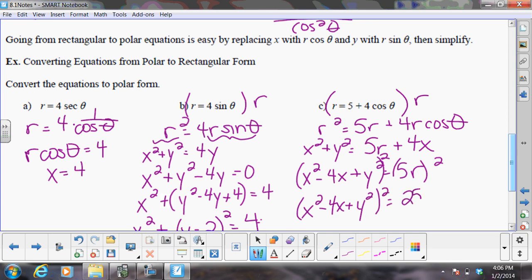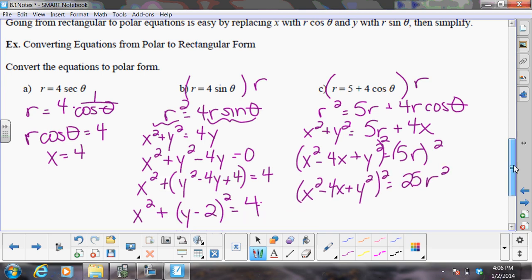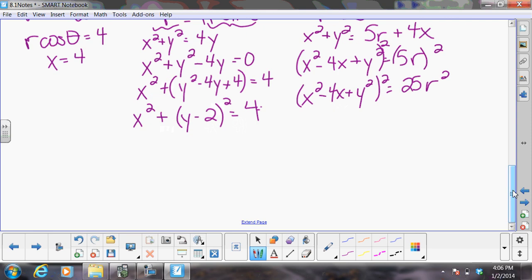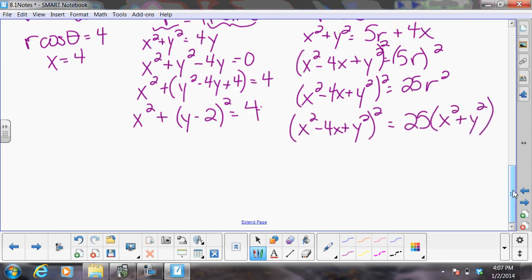And this side is 25r squared. And r squared is equal to x squared plus y squared. So the left side is x squared minus 4x plus y squared, all squared, equals 25 times x squared plus y squared. Replace the r squared with the x squared plus y squared. And that's what we're going to get. That's just going to be too ugly for us to actually record. And that is the end of the first section.